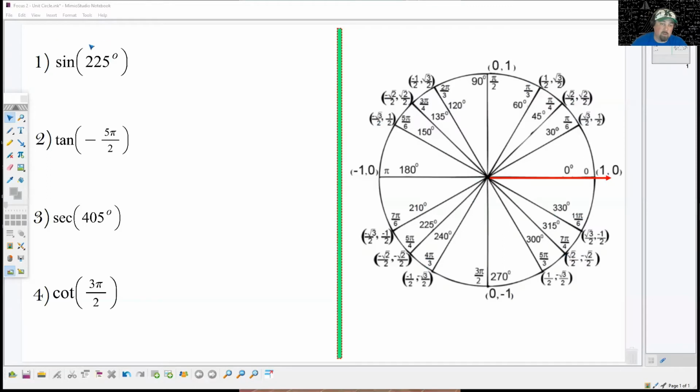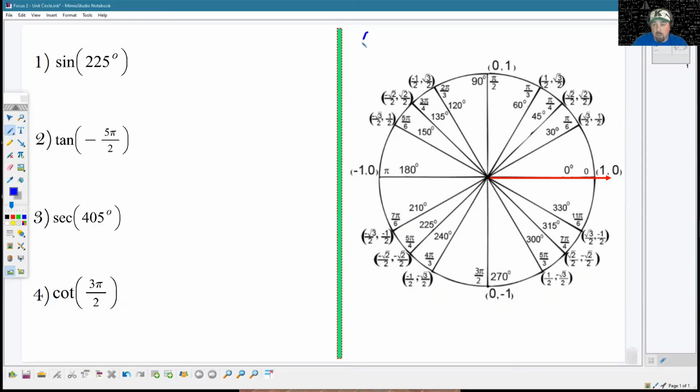So we want to find, first thing, sine of 225. Now something we want to add to this. Remember, the x coordinate tells you the cosine of your angle of rotation. The y tells you the sine, and y divided by x is how we find the tangent.